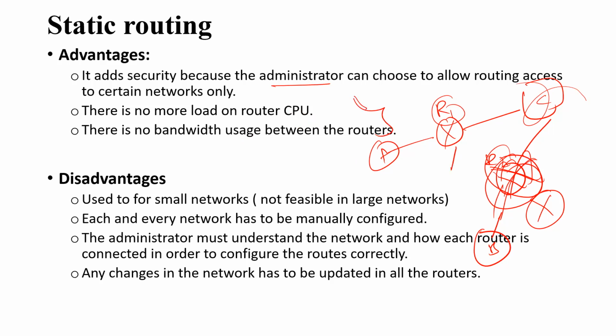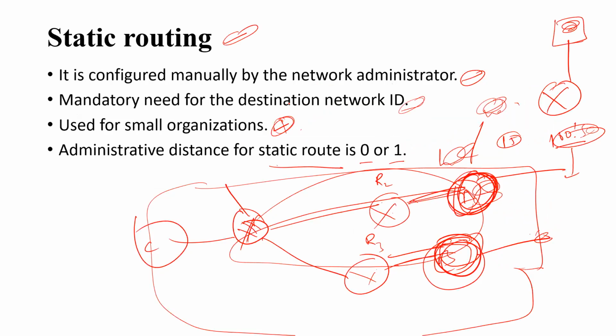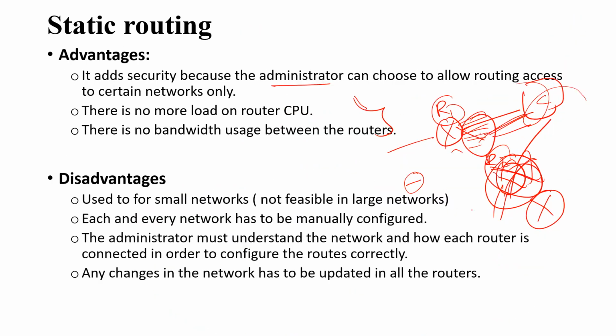because once you define the static route, based on that only it will just forward the packets. It won't be much utilization on the CPU and all. Now, what are the disadvantages? If you have smaller networks, it is possible. For larger networks, as we discussed, if you have any new network added, it will be very difficult to update everything there. So each and every network has to be configured manually.